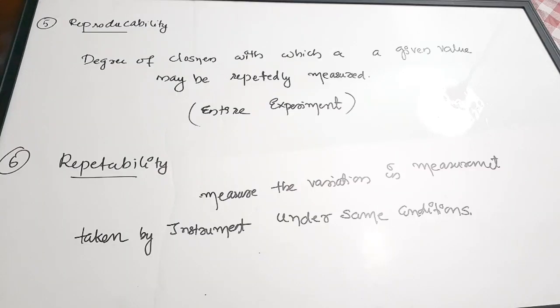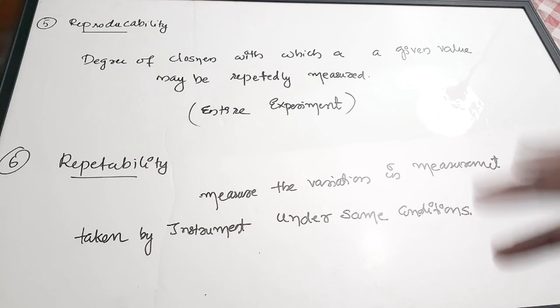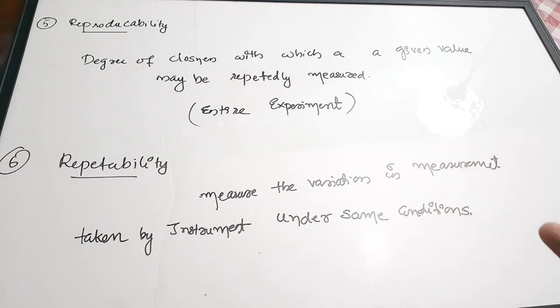The fifth characteristic is reproducibility. It is the degree of closeness with which a given value may be repeatedly measured. That is, it is specified in terms of the scale of reading over a given period. So how closely we can reproduce a given value or a given experiment. That is reproducibility.